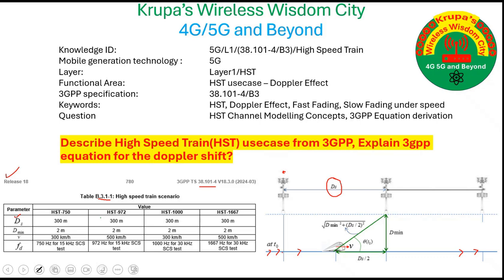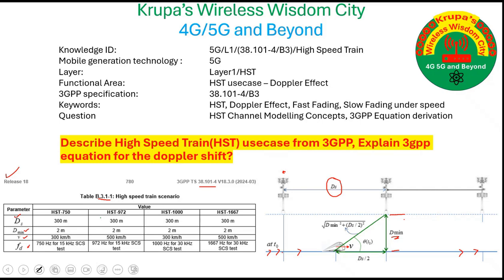D min: this is your base station, and this is your track. This is the minimum distance, the minimum distance possible at any point of time, which is the direct perpendicular distance from the base station to the track where the user is. So this is your D min. Then the velocity v at which the UE is moving, and fD is the Doppler frequency shift that you would experience. So we discussed D min, velocity, and the Doppler shift.